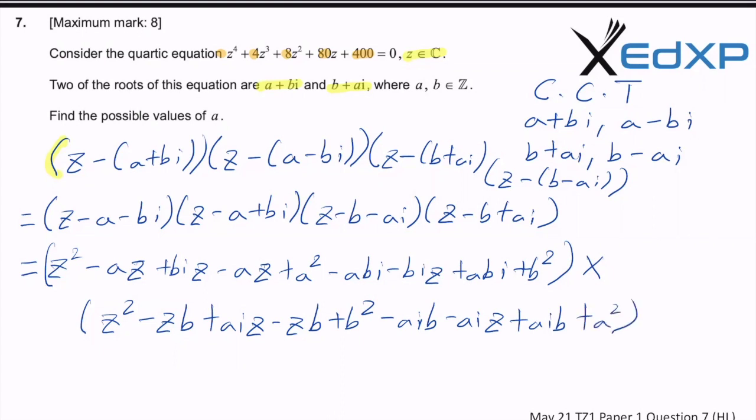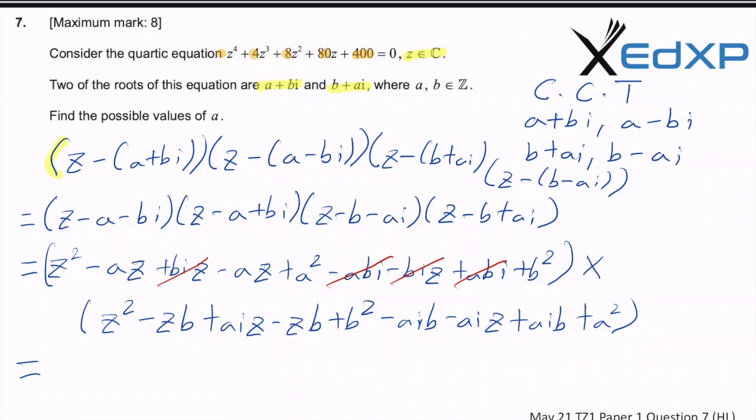Okay, so make sure you have 9 terms. 1, 2, 3, 4, 5, 6, 7, 8, 9. Okay, and let's see what we can strike out here. Anything to simplify? Okay, so we have minus abi plus abi plus biz minus biz.